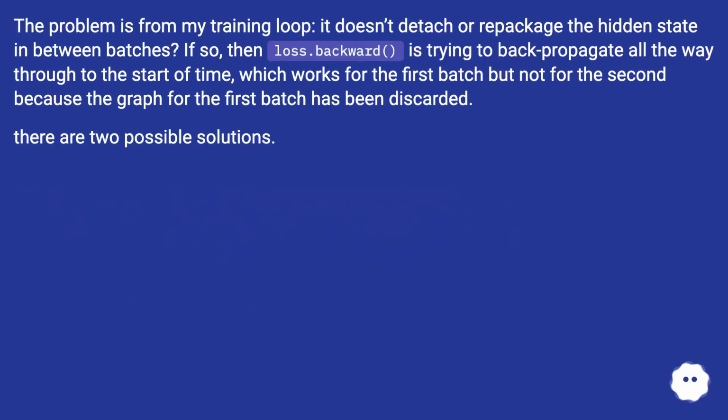The problem is from my training loop. It doesn't detach or repackage the hidden state in between batches? If so, then loss.backward is trying to backpropagate all the way through to the start of time, which works for the first batch but not for the second because the graph for the first batch has been discarded. There are two possible solutions.